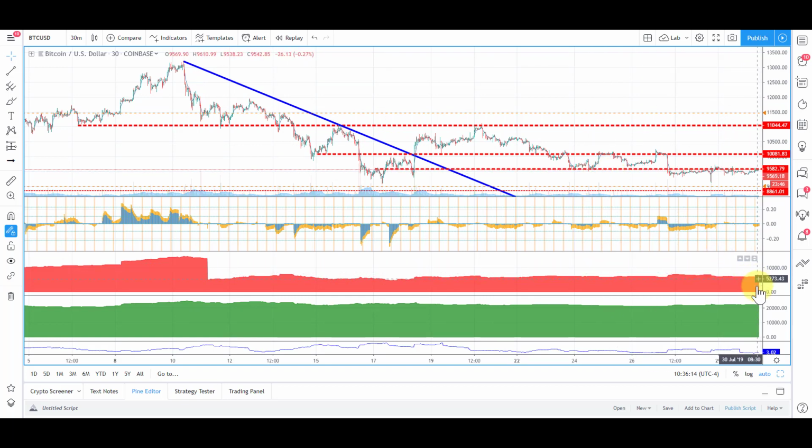In fact, we've been growing a little bit, and the long exposure has been fairly steady as well. So internals looks like we're heading for more chop unless we see a drastic change in the BitMEX funding rates. But right now, it's just looking like we're heading into a lot of consolidation at this point.